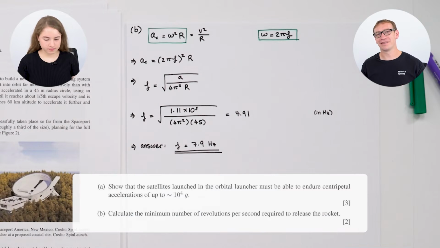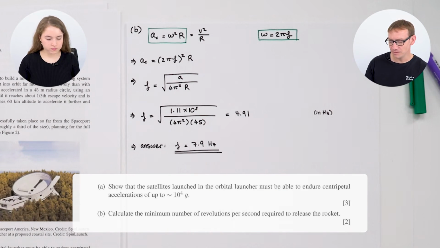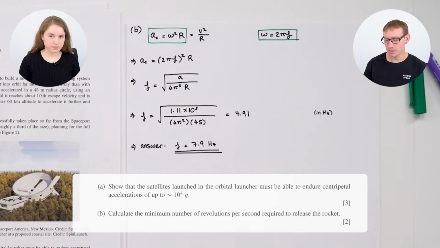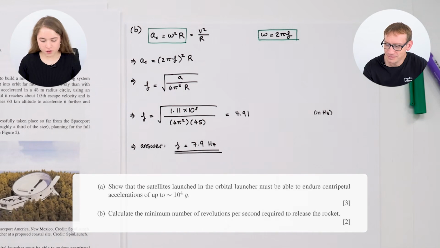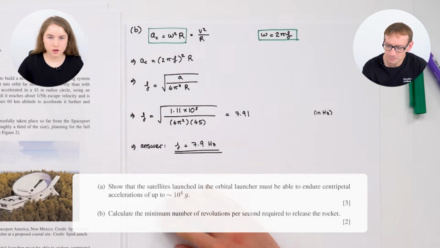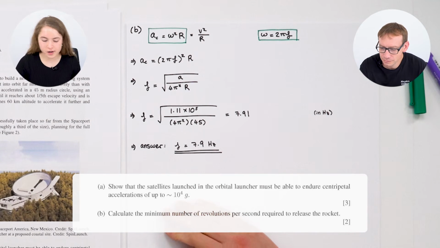So we've got the answer to part A. Now part B, I guess even if you didn't do the first bit, you've been given a number that's going to be useful. So for the second part, we just need to look at the minimum number of revolutions per second required to release a rocket. So what's your approach to this? So my approach to this was, we can go back to the 2 versions of the formula for centripetal acceleration that we wrote down earlier.